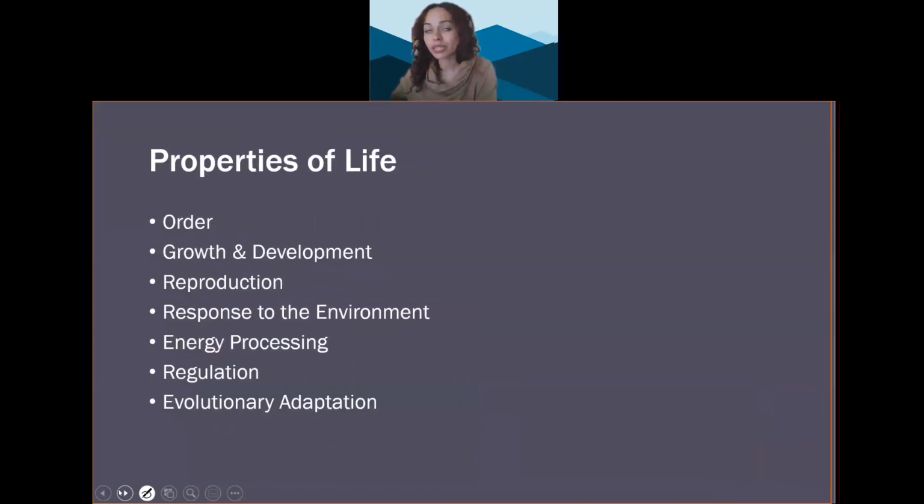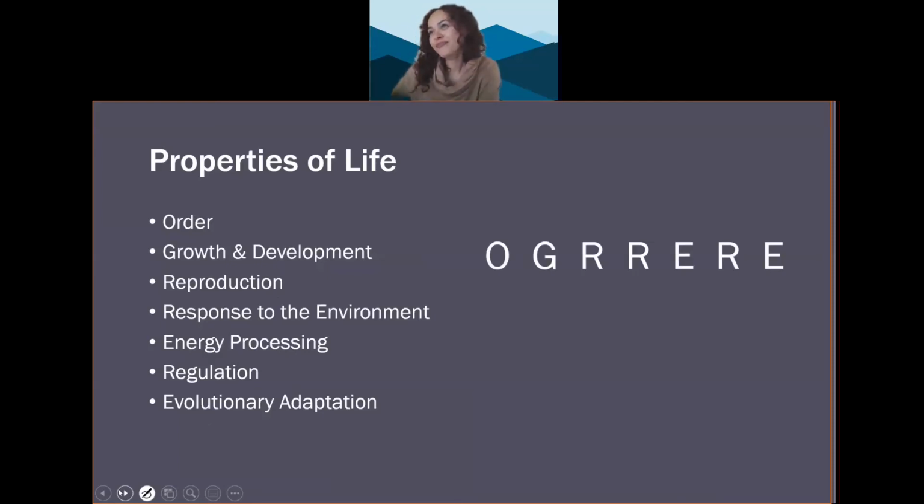So that's more than a handful of properties. And when you collect the first letter of each property together, you get OGREGAR. That's not the easiest to remember, so I did rearrange them to spell GORE with 3 R's and 2 E's. It's not the best acronym out there, but maybe it'll do you some good.